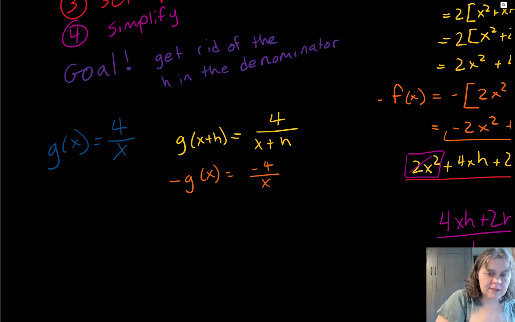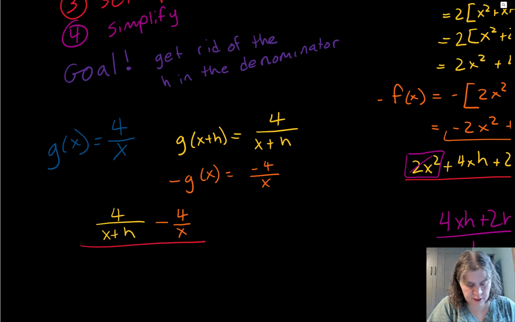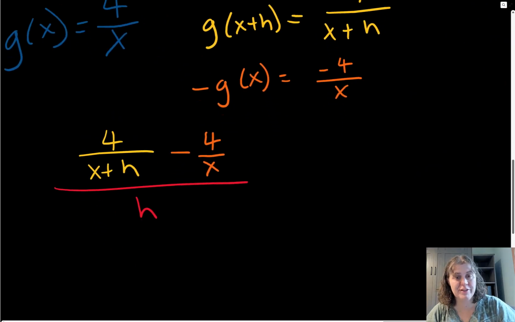So let's put these things in my form. 4 over x plus h minus 4 over x, and then this whole thing over h. Simplify! Yeah, it's another one of those complex fractions. Yay! Complex fractions! Everybody loved those on the test.